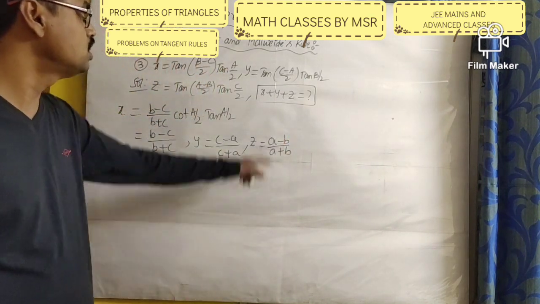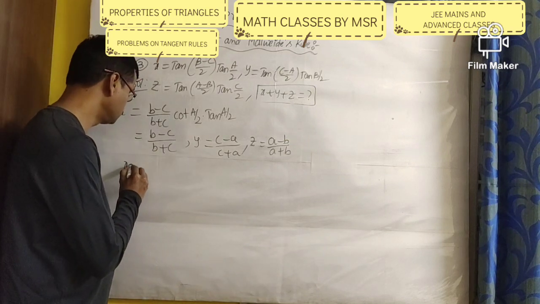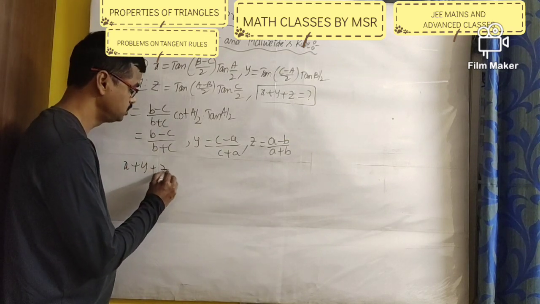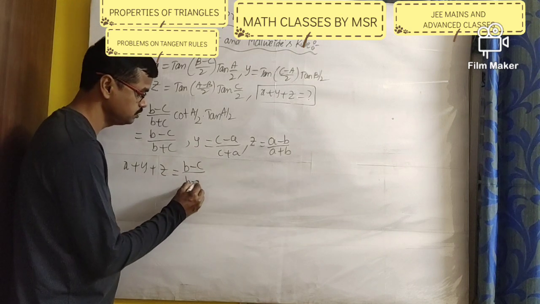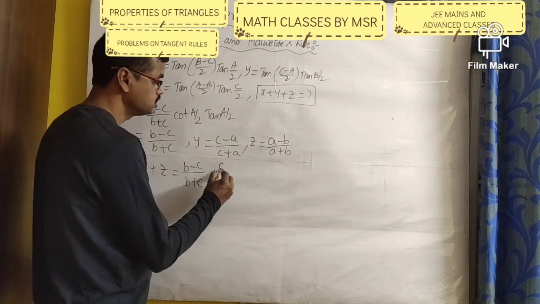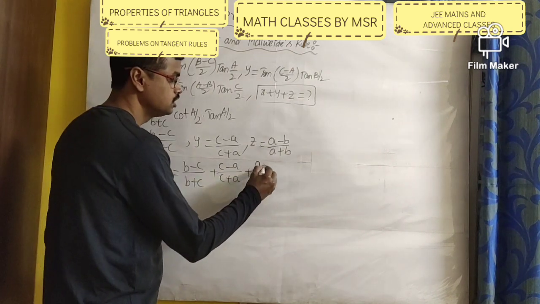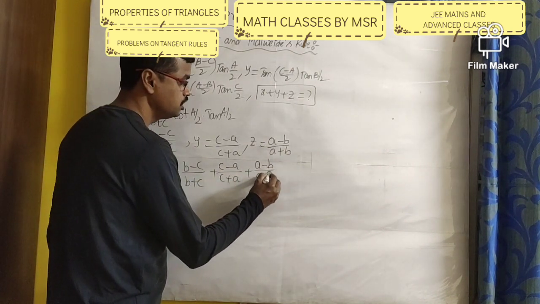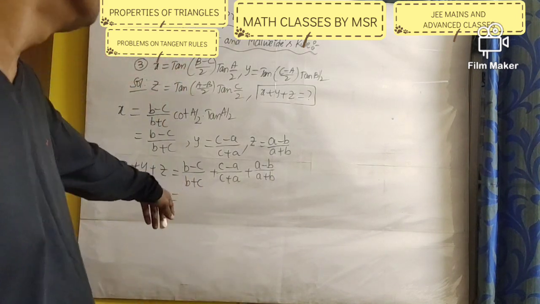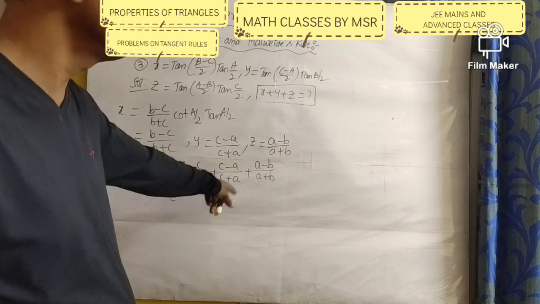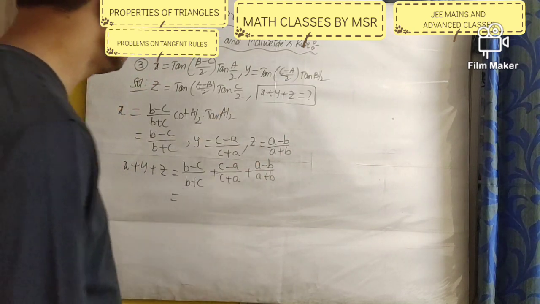Now we have to find the value of X plus Y plus Z. So I am applying X plus Y plus Z. X is (b minus c)/(b plus c), Y is (c minus a)/(c plus a), Z is (a minus b)/(a plus b). Just I will take the LCM here.